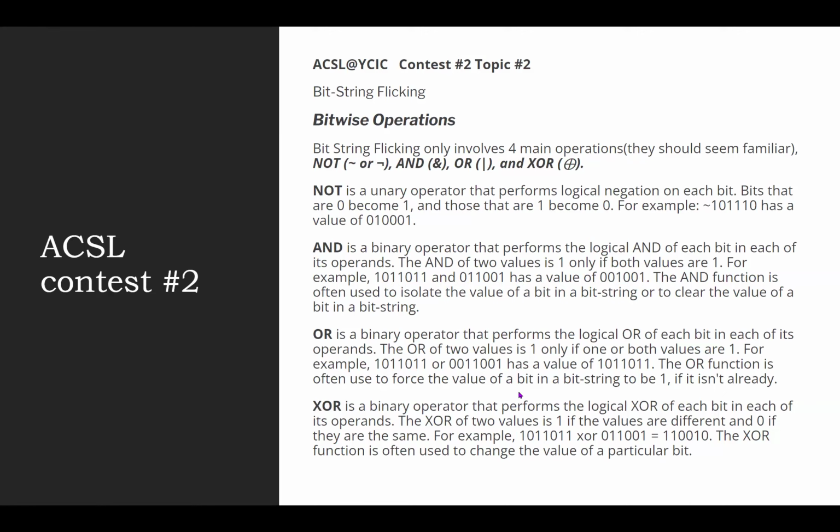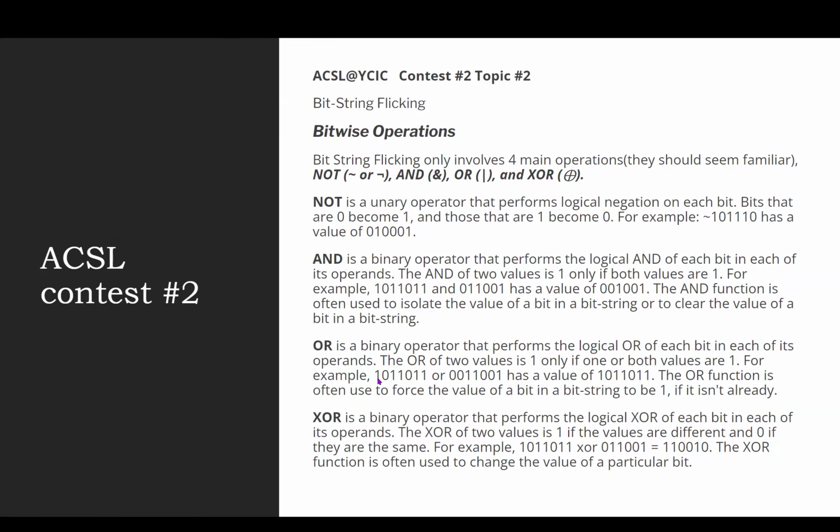Or is basically only one of the numbers has to be 1, then the value is 1. For example, the first number for this one is 1, so the value of both of them is 1. And the second number is 0, and the second number for the second one is also 0. So then 0 because none of them are 1.